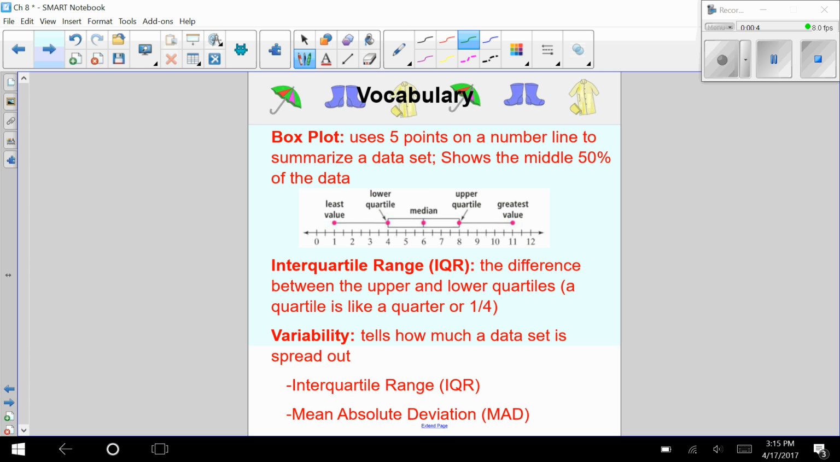Variability tells how much a data set is spread out. We have two measures of variability, IQR and mean absolute deviation. We'll talk about that one tomorrow.